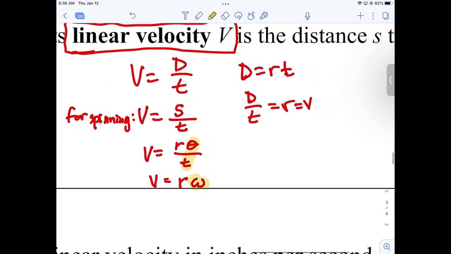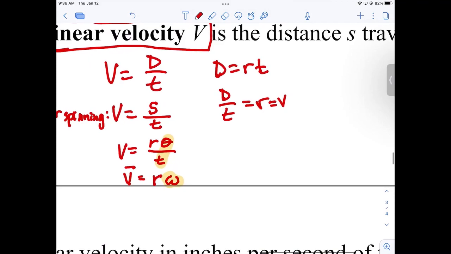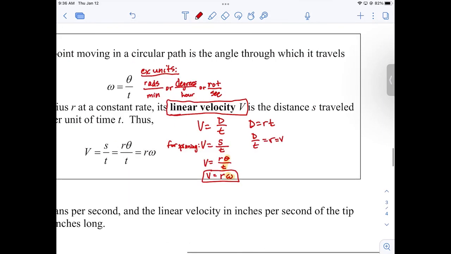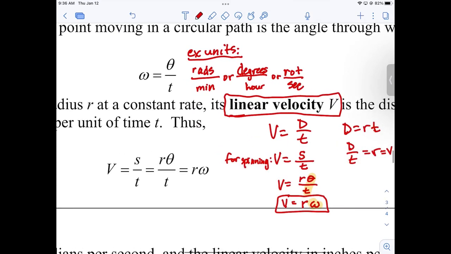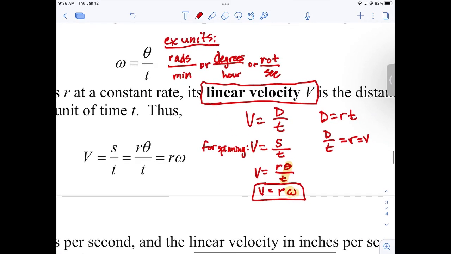And there you go. We have now derived the formula for the linear velocity of an object. In fact, it's just r omega. It's directly proportional to the radius. Okay? So we need to know what's going on up here. But really we need to memorize this formula. V equals r omega.